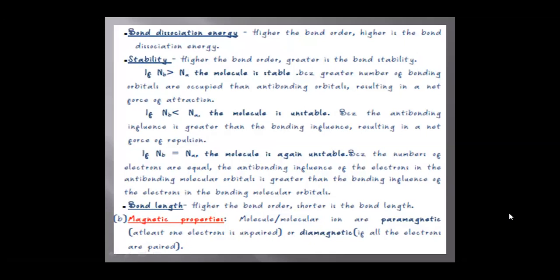If the number of electrons in the bonding molecular orbitals is greater than the number in the anti-bonding molecular orbitals, the molecule is stable. If it is less than the number in the anti-bonding molecular orbitals, the molecule is unstable. If the number of electrons in the bonding molecular orbitals is equal to the number in the anti-bonding molecular orbitals, the molecule is again unstable. Magnetic property depends upon the unpaired electrons. If any unpaired electrons are present, the molecule is paramagnetic. If no unpaired electrons are present, it is diamagnetic.